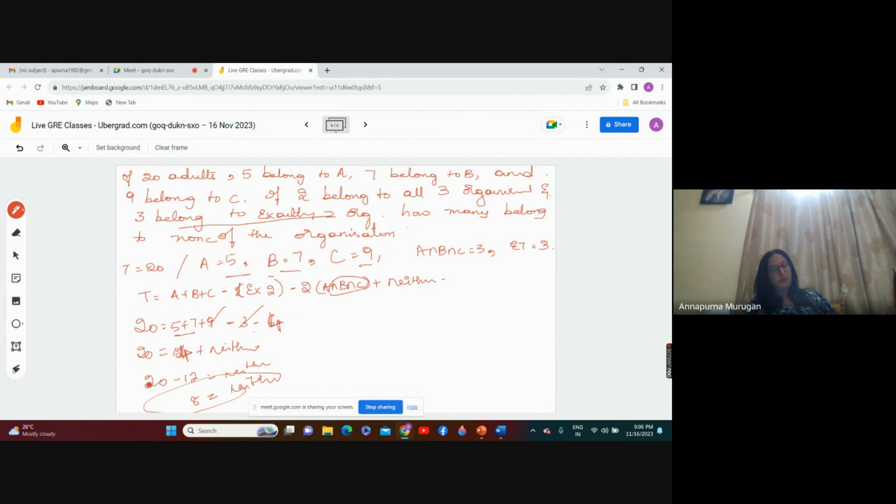So therefore, 20 minus 14 is how much? 6. So 6 of them have not joined any of the organizations. So out of these adults, we see that 6 of them have not joined any team here. Got it? Any doubt?